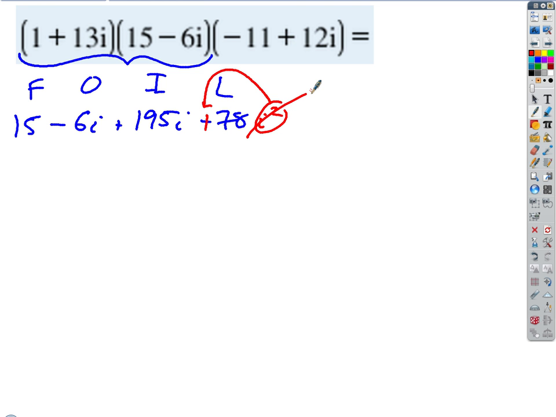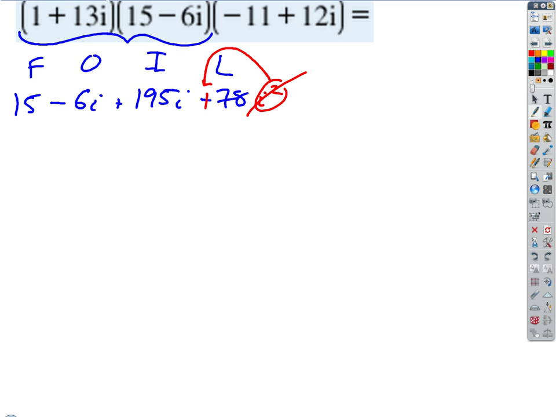Okay, so then all we have to do from that first product, once we've distributed, FOILed it out, is just add up like terms, right? So we'd end up with 15 plus 78, what's that? No calculators. 93. Negative 6i plus 195i. 189i. Good. And that's the simplified product of the first 2 factors, right? And then all we'd have to do is just repeat that process with what we ended up with times the 3rd factor.